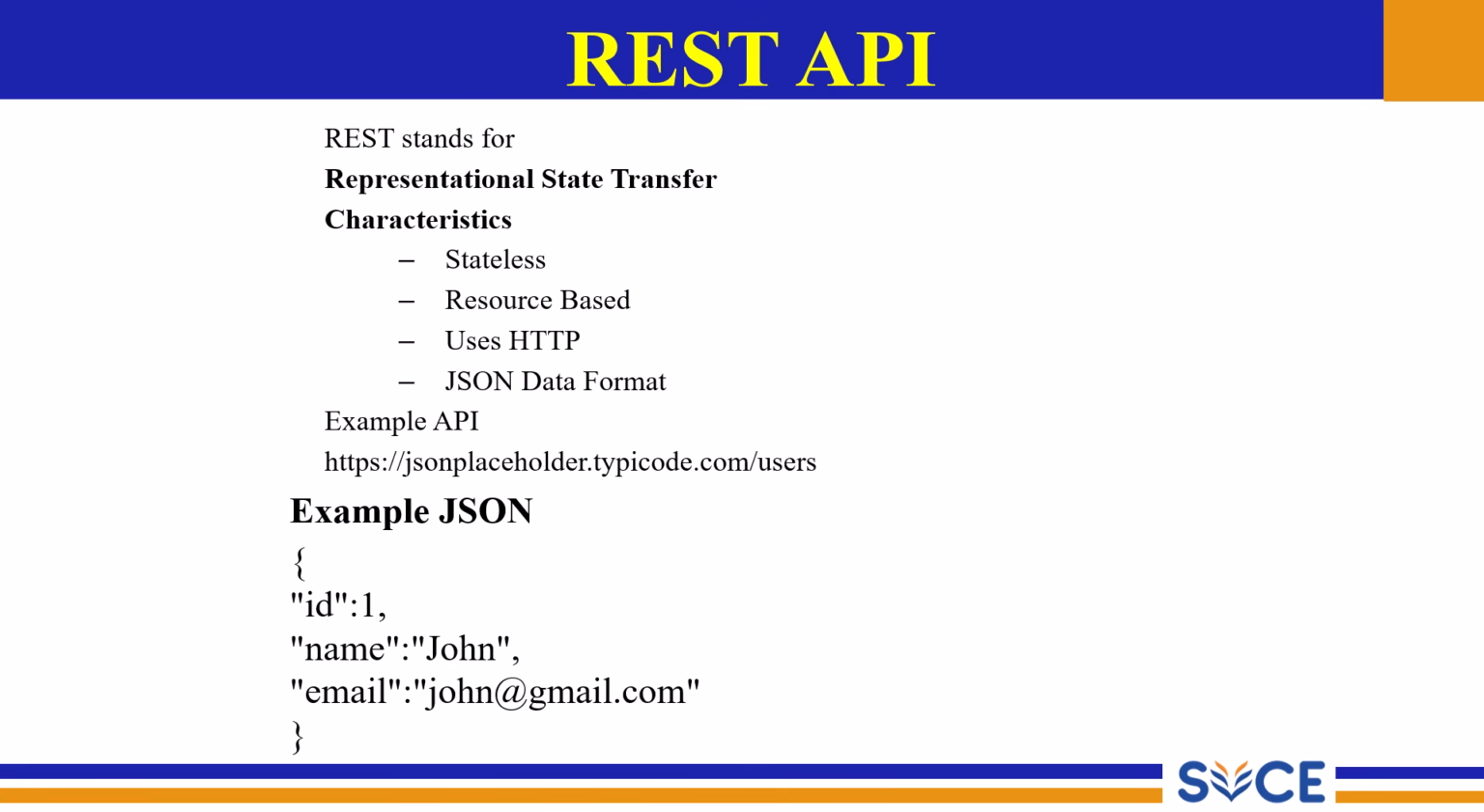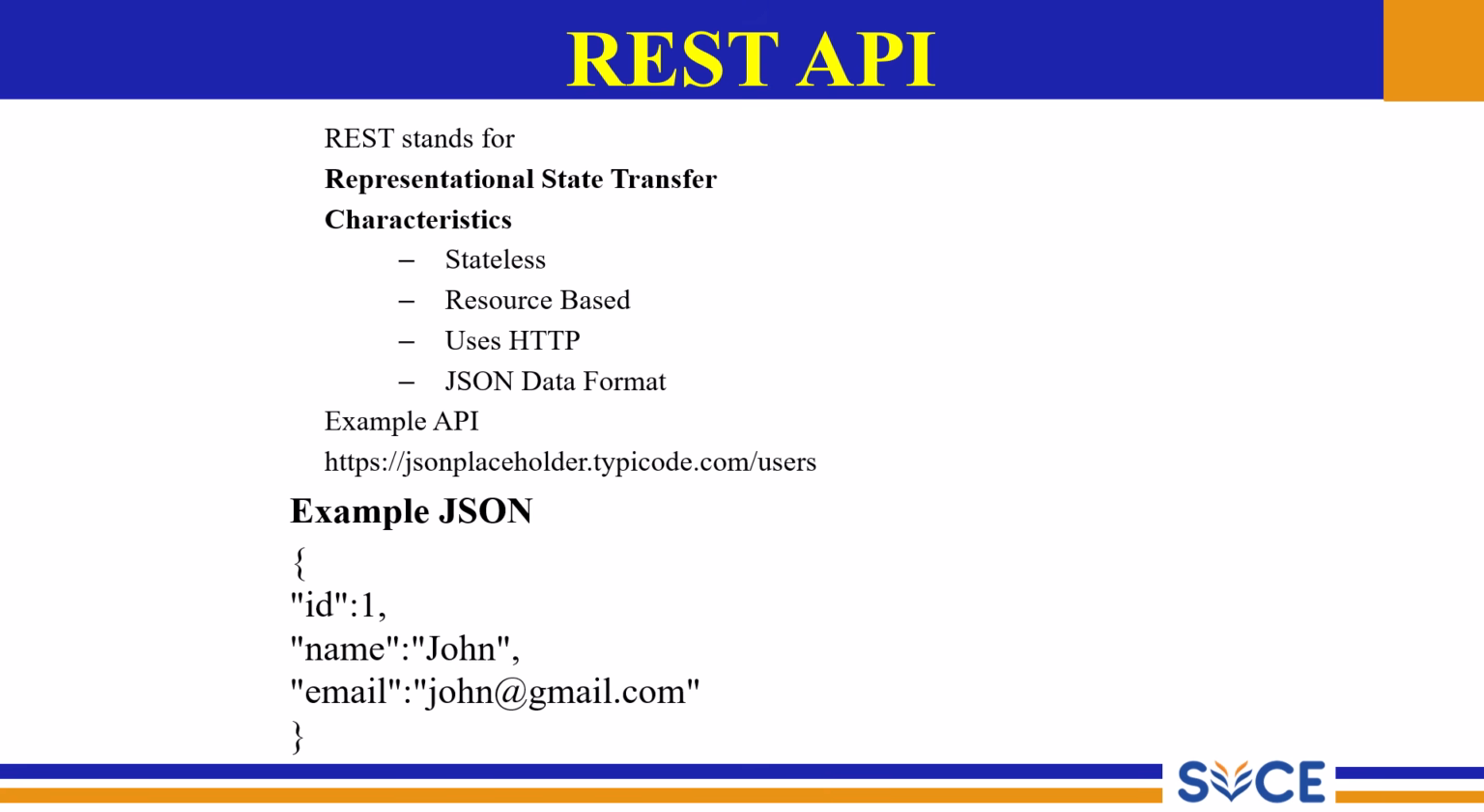First, stateless. Each request is independent. The server does not remember previous requests. Every request should contain all necessary information. Second, resource based. Everything is treated as a resource. Third, uses HTTP methods. REST APIs always use GET, POST, PUT, and DELETE methods.